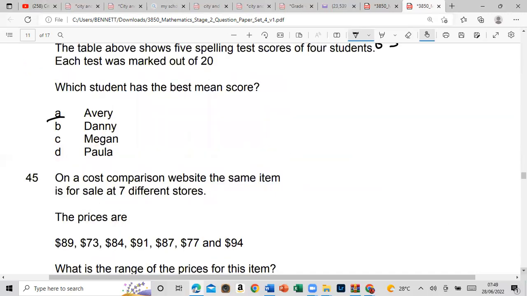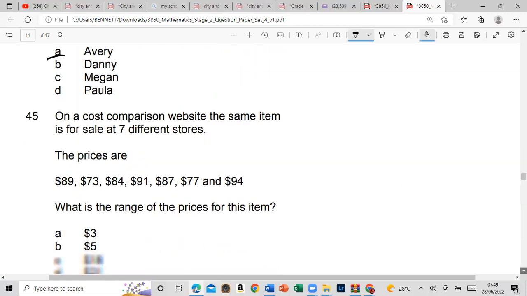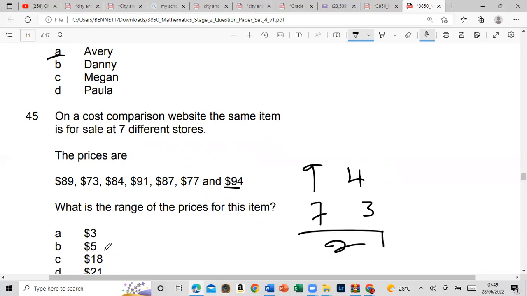Best average. All right. On a cost comparison website, the same item is for sale at 7 different stores. The prices are 89, and so on. What is the range of prices? So the highest price is 94. And the lowest seems to be 73. So that's 21. So the answer would be D.